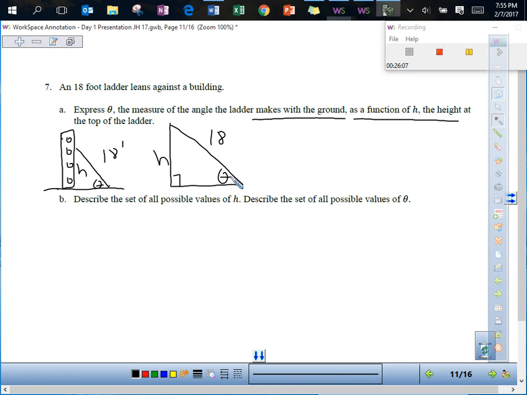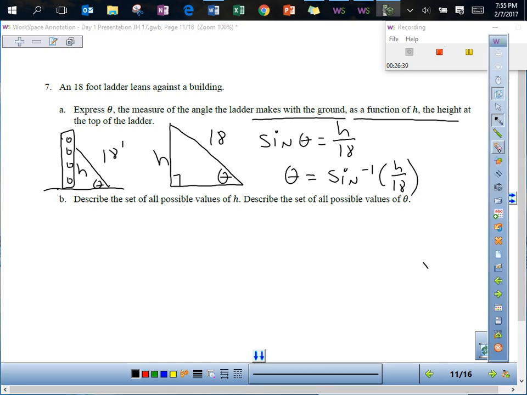So now it says, find an equation for theta. Well, I'm going to do this. This is the opposite. This is the hypotenuse. So I've got sine of theta equal h over 18. To solve that for theta, theta is going to be inverse sine of h over 18. That's your answer for now, because you weren't given a certain height to look at it at.